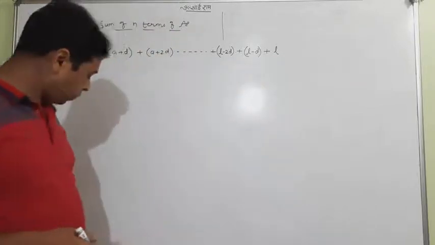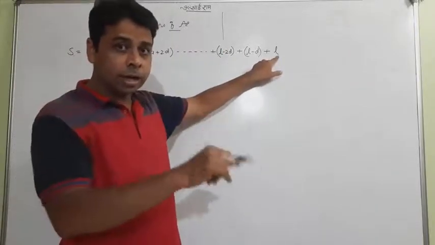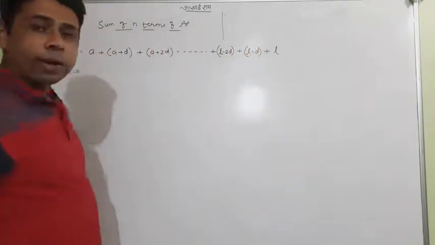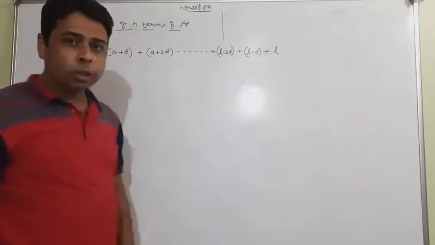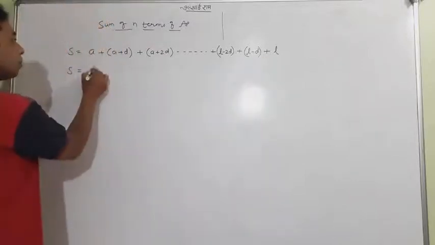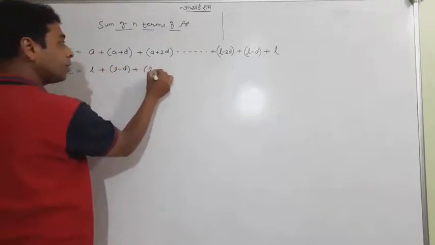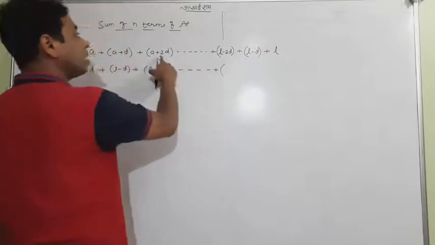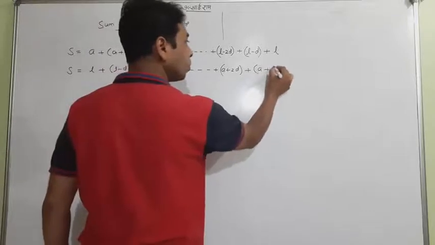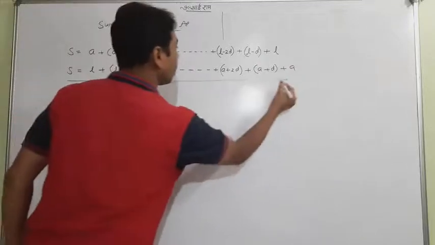Again, from the first term to the last term we have n terms, and the last term and nth term are the same, which is L. Now I write the same sequence but in the opposite, reverse order. I will write L here, then L minus D, then L minus 2D, and so on up to A plus 2D, then A plus D, then A, and then I add.